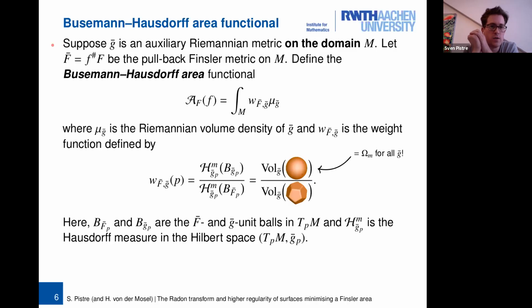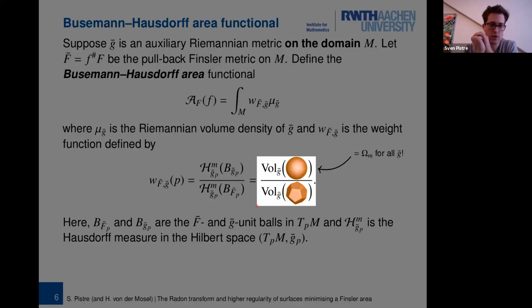And then what you do is you take the regular Riemannian area functional, or the regular Riemannian volume density, this term here, and then you integrate over the manifold, and you say the Busemann-Hausdorff area functional is then this density with a weight function W. And this weight function is defined here at the bottom. And I think it's easiest if you just look at this expression here.